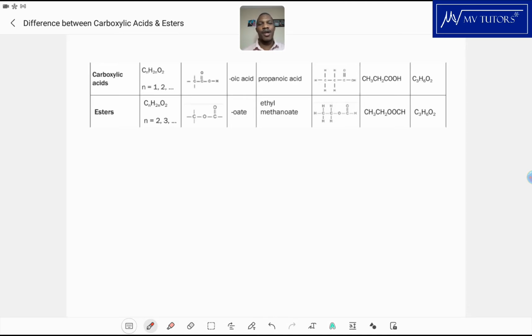All right, okay, let's go ahead and discuss the differences between carboxylic acids and esters. There are subtle differences between these two, but let's start by describing the carboxylic acids.